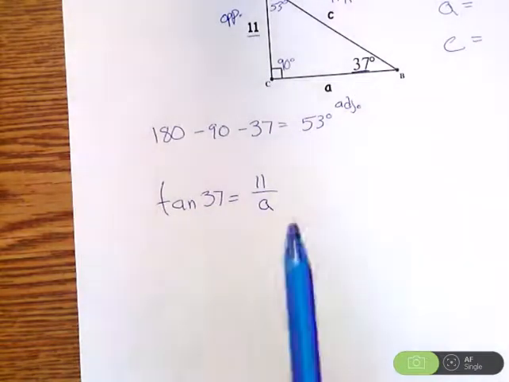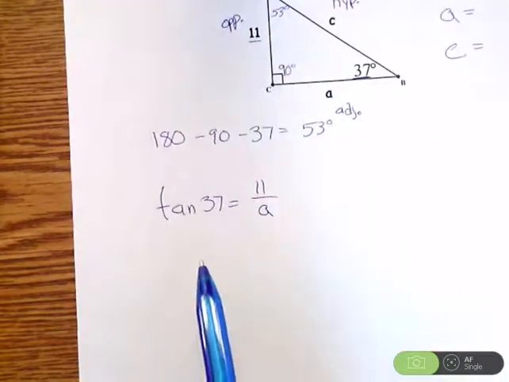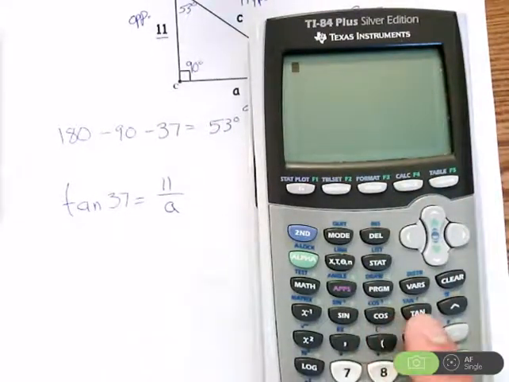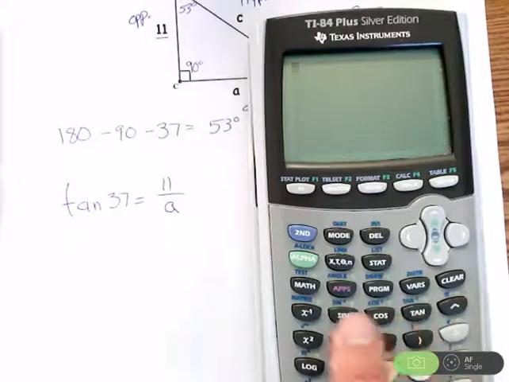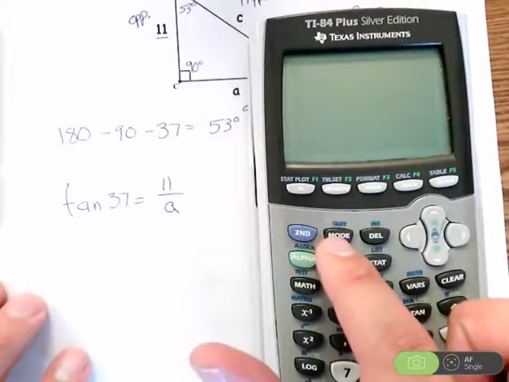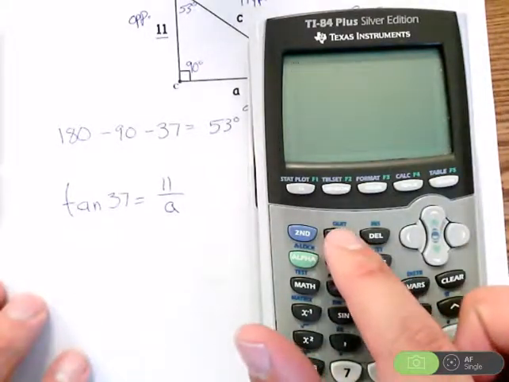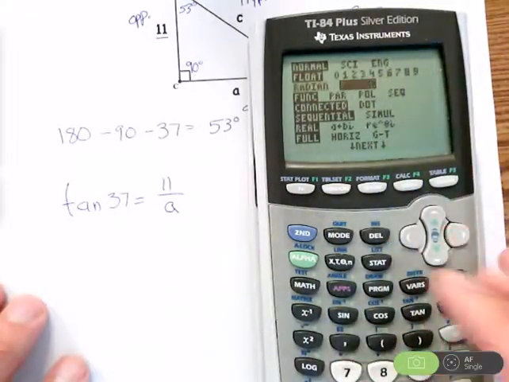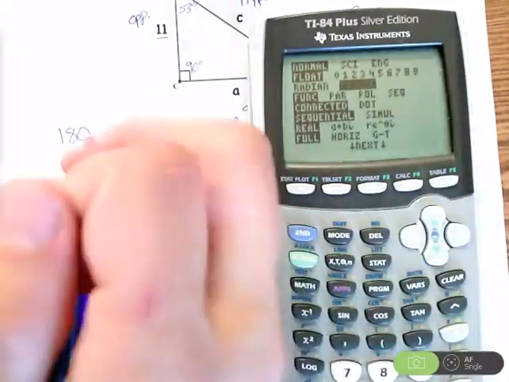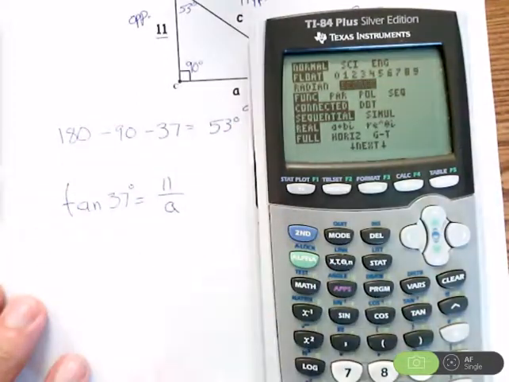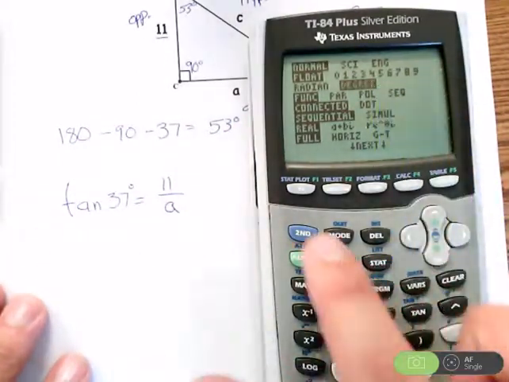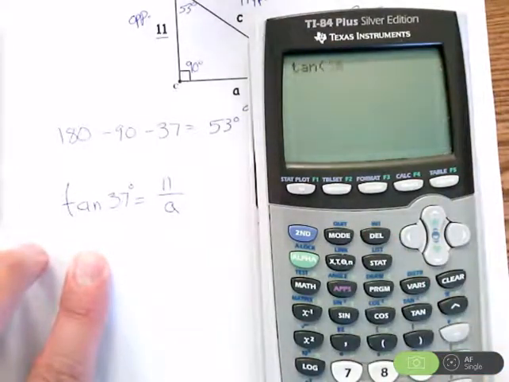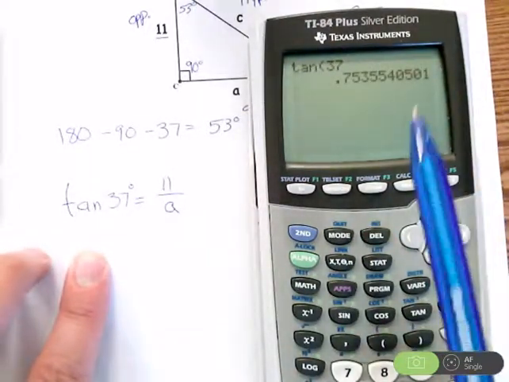Thank goodness, our calculators have a sine, cosine, and tangent. Now, in order to make sure you get a right answer, you want to make sure your calculator is in the right mode. So if you do mode, make sure you're set to degrees and not radians, because we're dealing with tangent of 37 degrees. So I'm going to start by finding the tangent of 37 degrees.